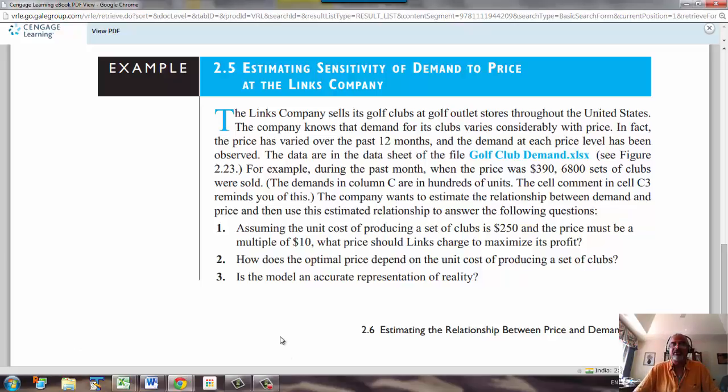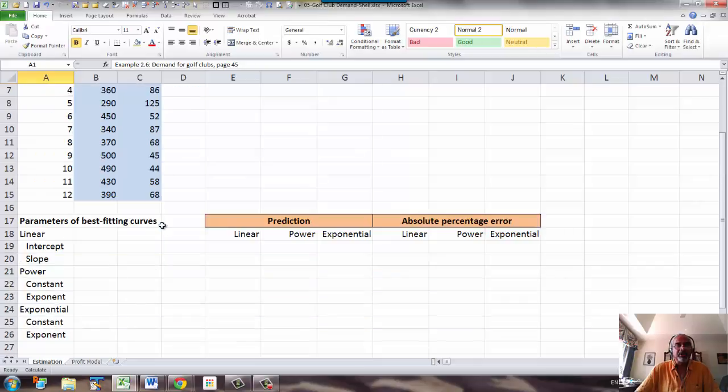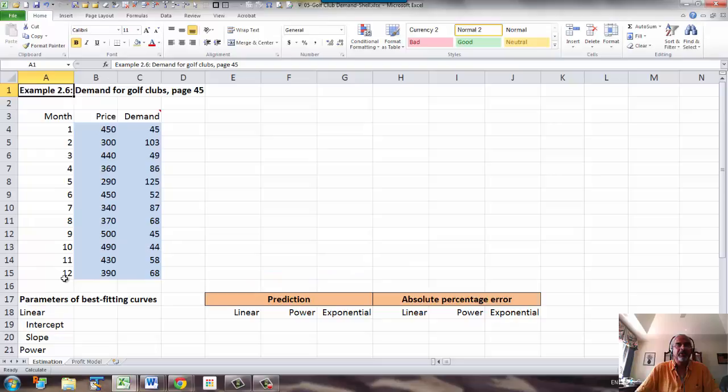So let's go to the Excel file. Here is the given demand for the last 12 months. What are the different prices and what was the corresponding demand? And we want to set up three different fits: a linear model, a power model, and an exponential model.